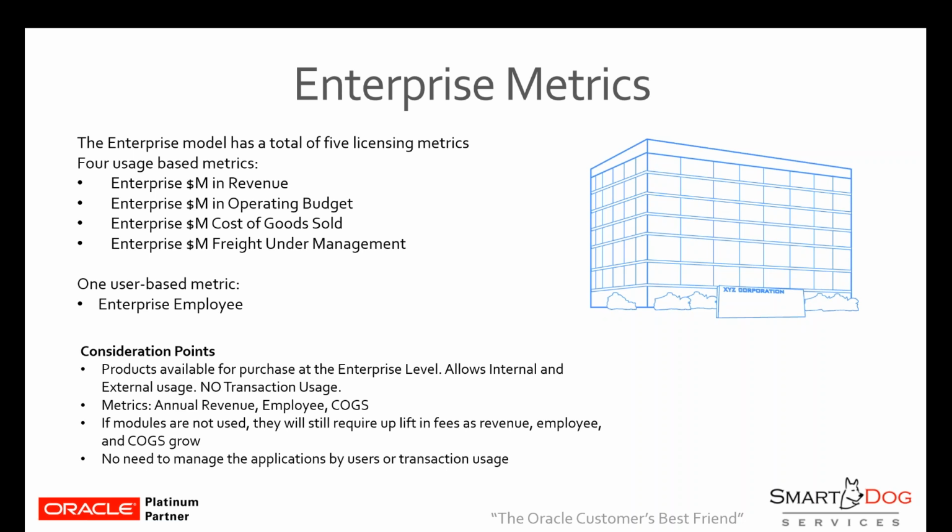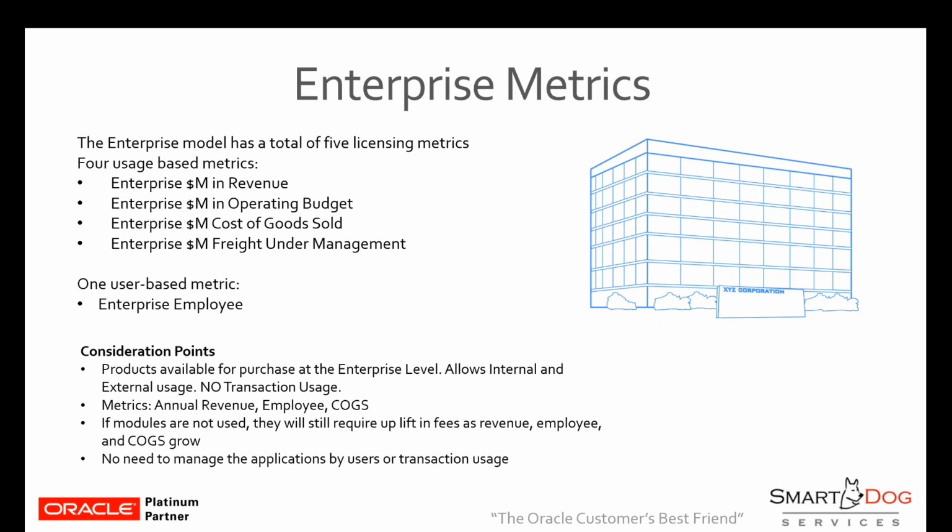Products are available for purchase at an enterprise level. So, right, it allows internal and external usage, but there's no need for transaction usage, right? So it allows for us to enter orders electronically, et cetera. So metrics, we've discussed those as illustrated above: annual revenue, employee, cost of goods sold, et cetera.